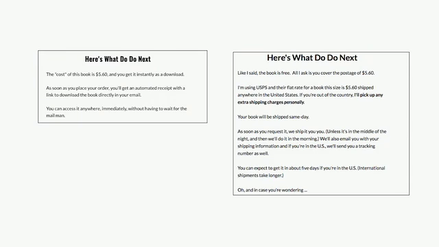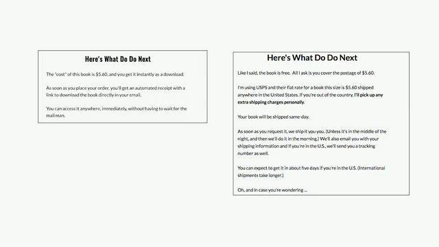So literally from my letters, this is from both of them. This is from the downloadable version of my book over here on the left. It says, here's what to do next. The cost of this book is $5.60, and you get it instantly as a download. As soon as you place your order, you'll get an automated receipt with a link to download the book directly in your email. You can access it anywhere immediately without having to wait for the mailman. Nice, okay?